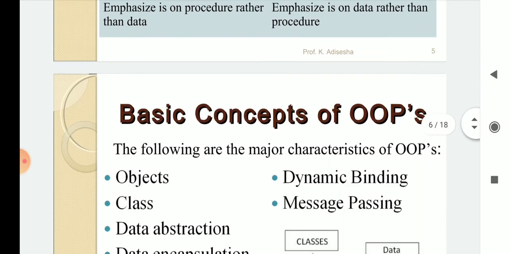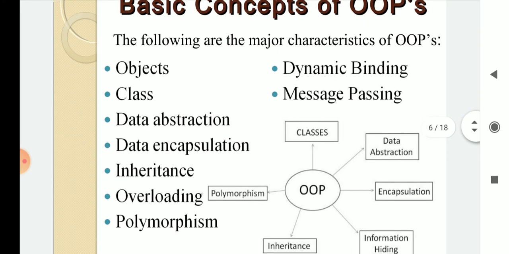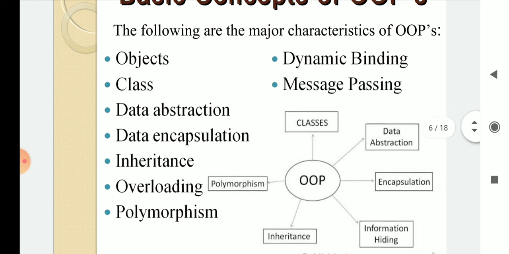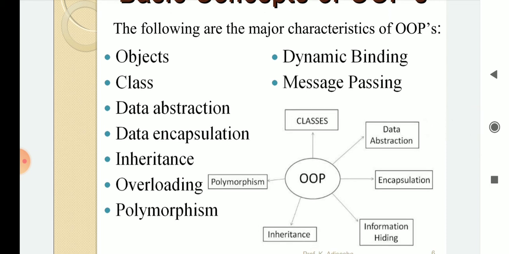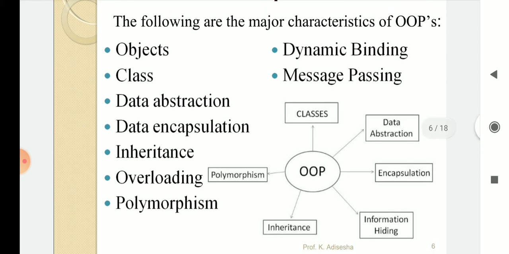Now what are the basic concepts of OOPS? These are a few basic concepts of OOPS which contain various characteristics, such as object, class, data abstraction, encapsulation, inheritance, overloading, polymorphism, dynamic binding and message binding.